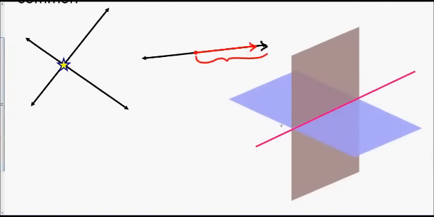Last, we have these 2 planes. Each of these is a plane. And you see their point of intersection is really a line. These will continue along this line. But anywhere that those 2 planes touch, which is on the line, is where they intersect. So 2 planes intersect at a line.